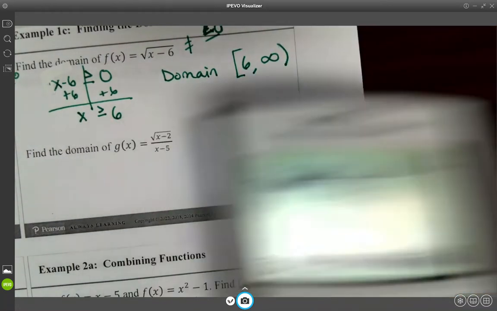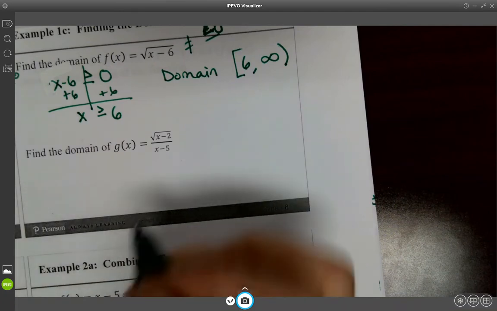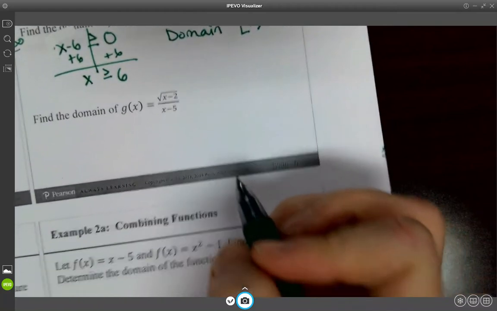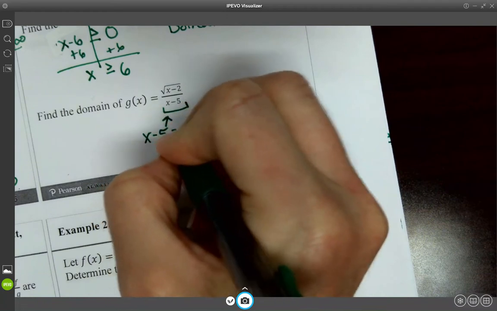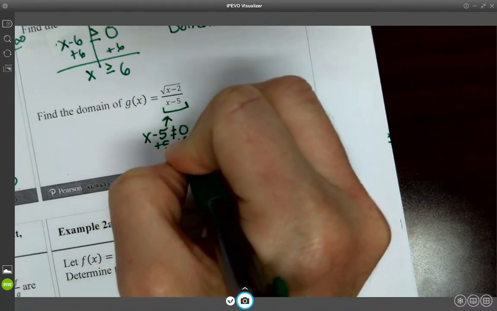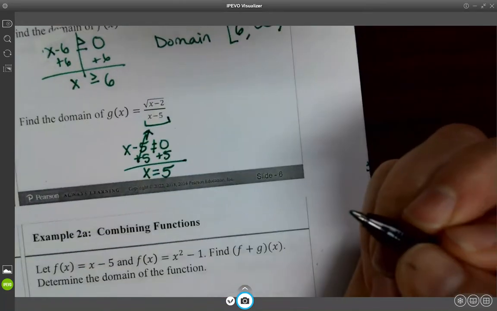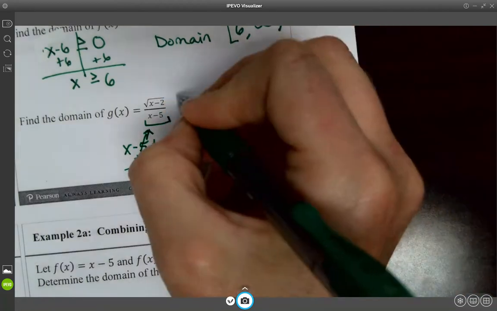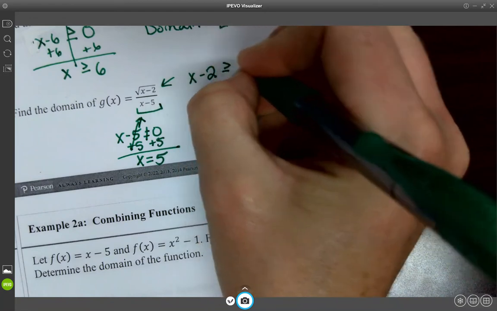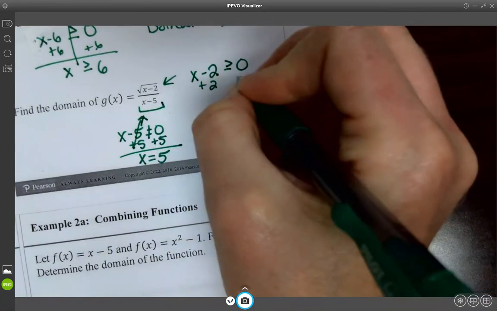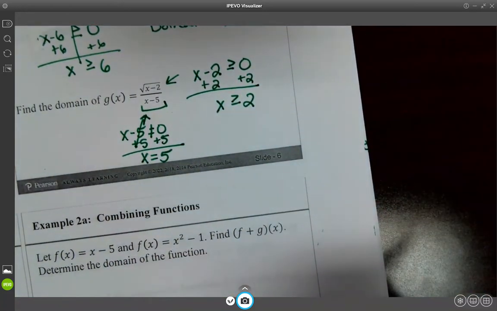Let's see the next one. The domain. So we actually have two restrictions that we're going to deal with. We're going to deal with this being not equal to 0. And then this, we have to worry about the x minus 2 being greater than or equal to 0. So solve it out. So those are our two.